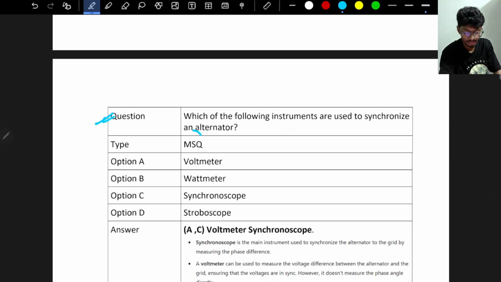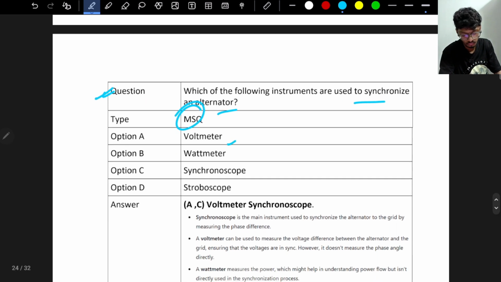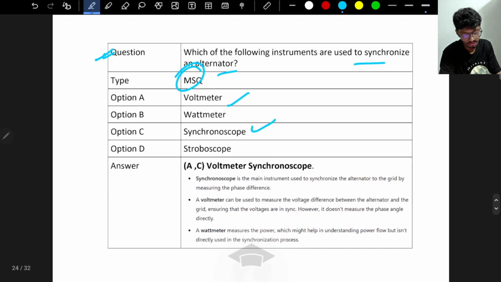So this was a MSQ as well. Which of the following instruments are used to synchronize an alternator? So it is voltmeter and synchronoscope. Why is synchronoscope used? To synchronize the phase difference, and voltmeter is used to synchronize the voltage difference. Okay, so both should be used.